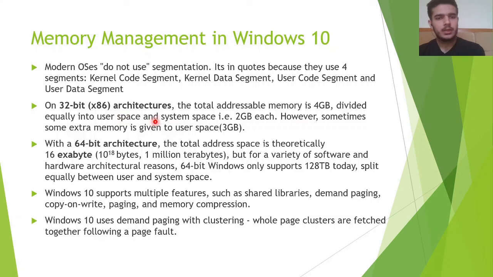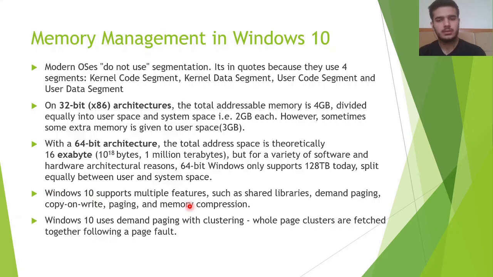On a 32-bit architecture, the total addressable memory is 4 GB, that is 2 to the power 32, and it is divided equally into system and user space, that is 2 GB each. However, sometimes the user space gets 3 GB and the system space gets 1 GB. In 64-bit architecture, it is theoretically 16 exabytes, that is 10 to the power 18 bytes, but it is too large for current technology to handle. So today 64-bit Windows supports only 128 TB, that is 128 times 2 to the power 10 GB.